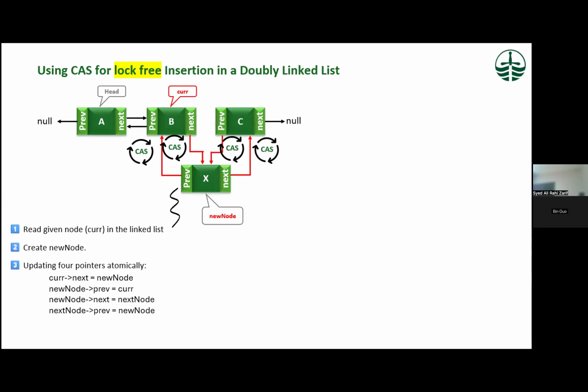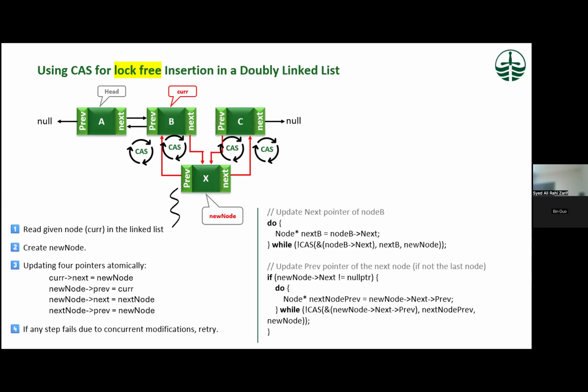Maybe you can think about this code here to do this process. Here we are updating the next pointer of B using a CAS operation, and we are checking if there is any next node existing here.